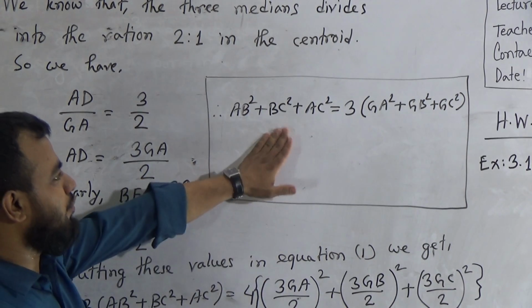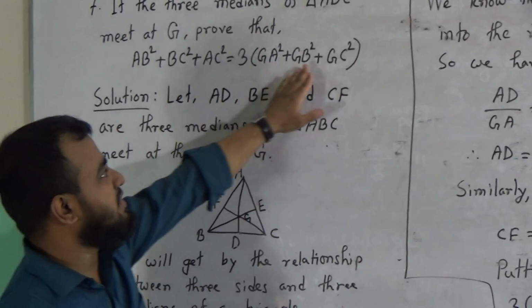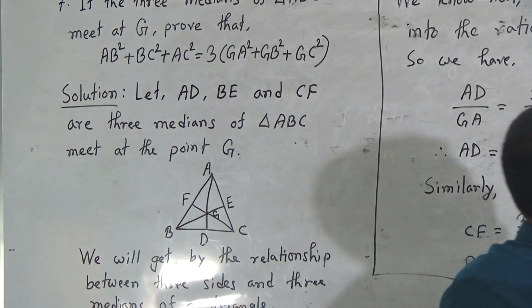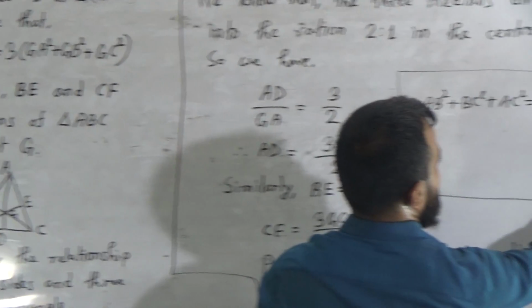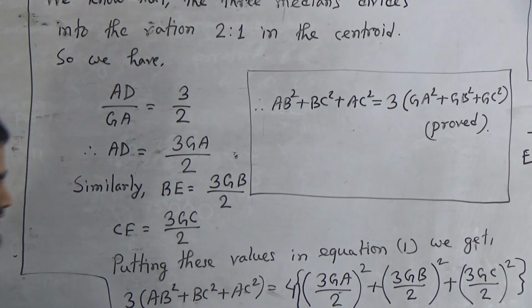We need this proof. Look at the question. The question is to prove that AB square plus BC square plus AC square is equal to 3 into (GA square plus GB square plus GC square). Already we have proved this one, so we should write down proved here. Proved. I hope, dear students, you have understood how to get this proof.